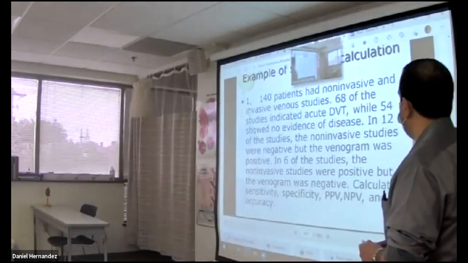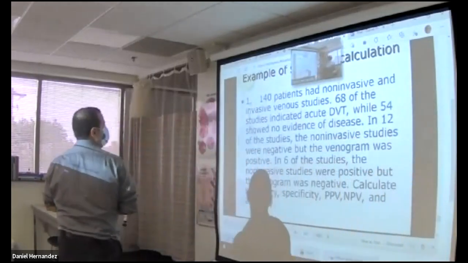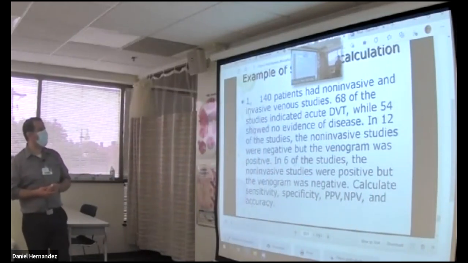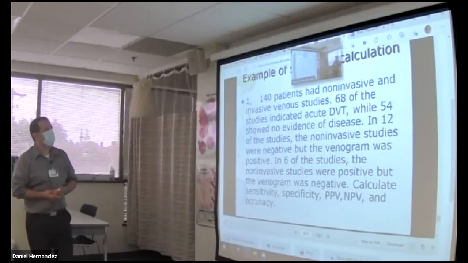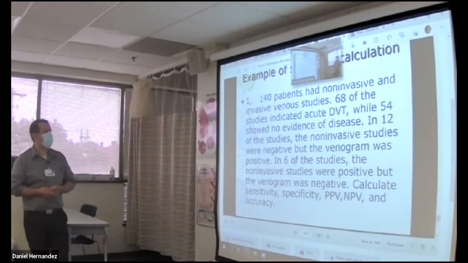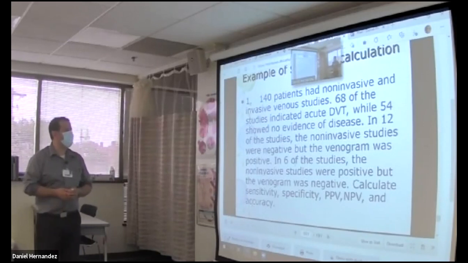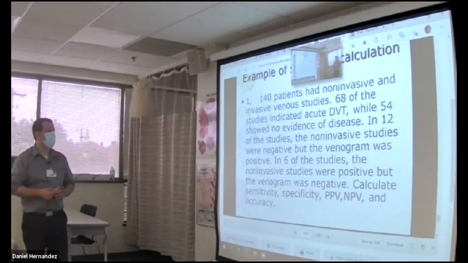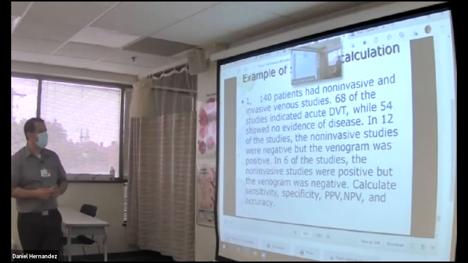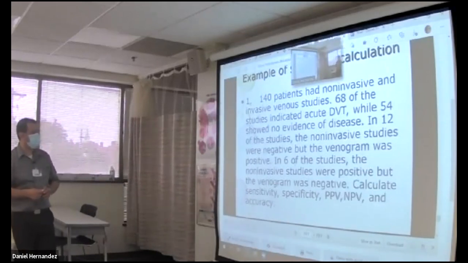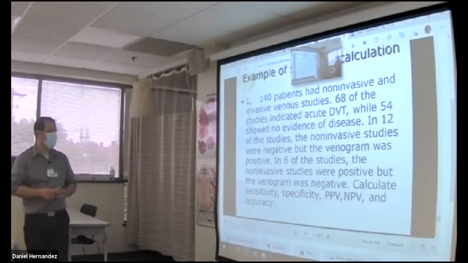You can draw out your table and read through the questions. So you have 140 patients who had non-invasive and invasive venous studies. 68 of the studies indicated acute DVT, while 54 showed no evidence of disease. In 12 of the studies, the non-invasive studies were negative, but the venogram was positive. And in 6 of the studies, the non-invasive studies were positive, but the venogram was negative.